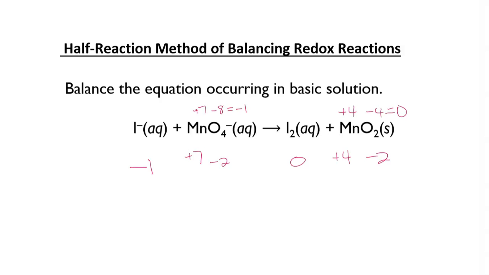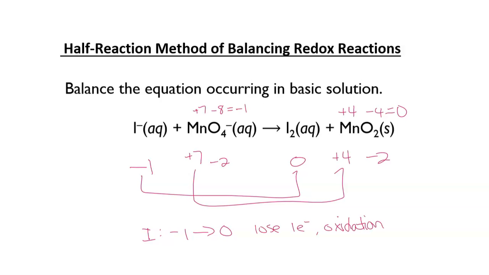So we look at the oxidation numbers to help us determine which one is being reduced and which one is being oxidized. We see that iodine is going from -1 to 0, and we see that manganese is going from +7 to +4. So we'll write it down so that it's visual. Iodine is losing 1 electron and therefore is being oxidized. For Mn, we know that it's going from +7 to +4, so it will be gaining 3 electrons, therefore being reduced.